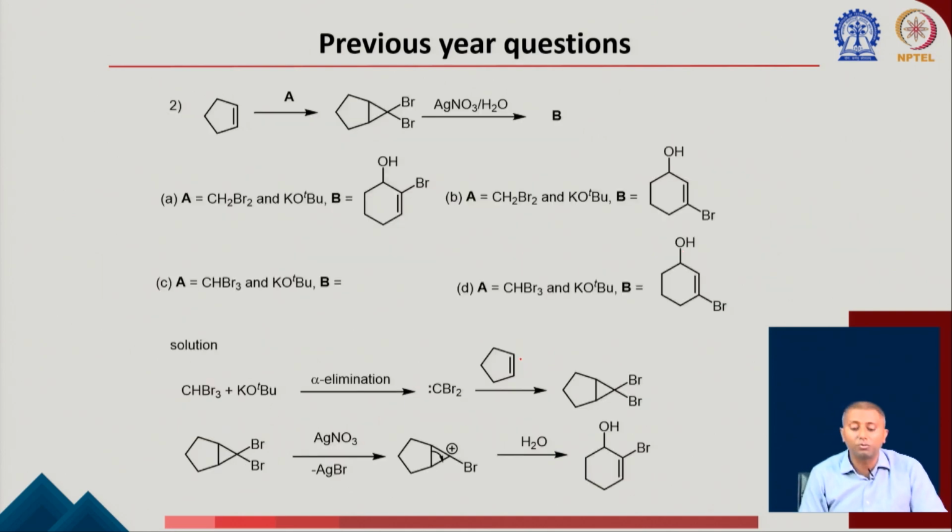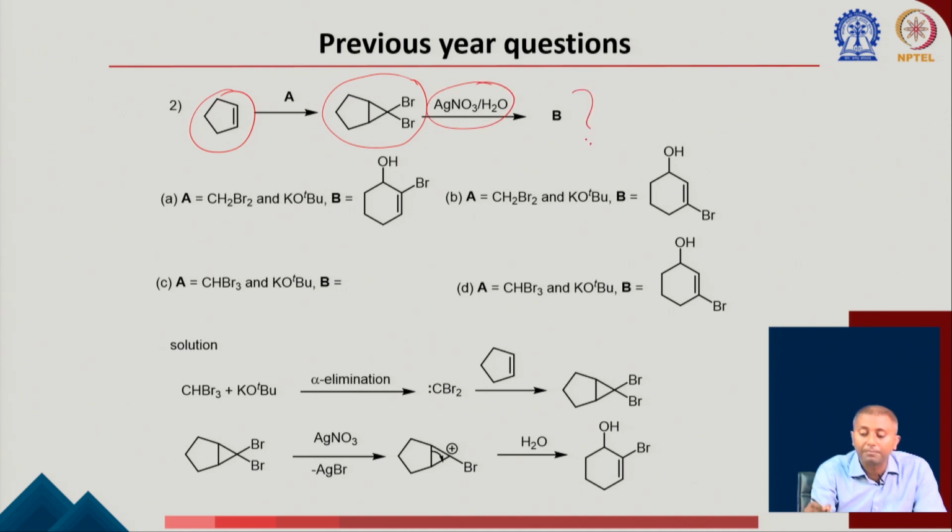Then there is another question here. Once you take this olefin and treat it with CHBr3 in the presence of a base to make the corresponding cyclopropane, this will be the addition of the corresponding carbene, and then once you treat it with silver nitrate, what will be your product? So here, what is happening?